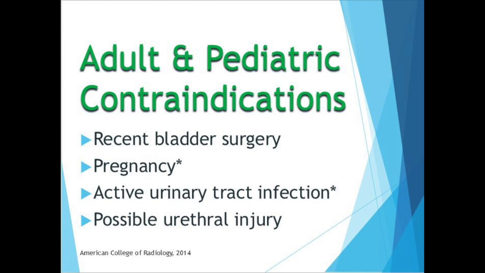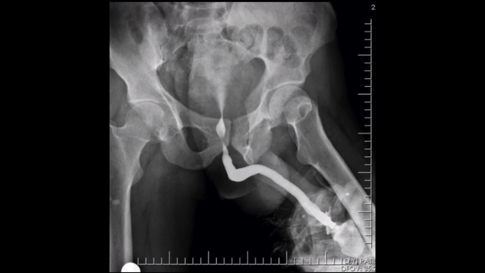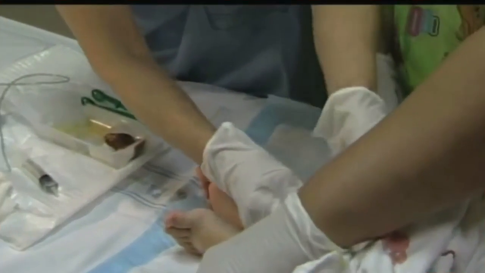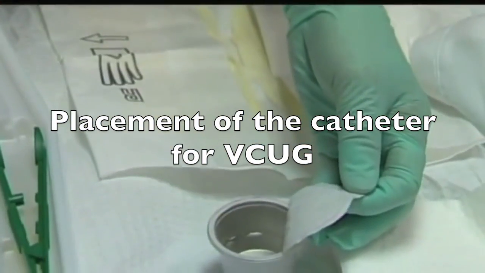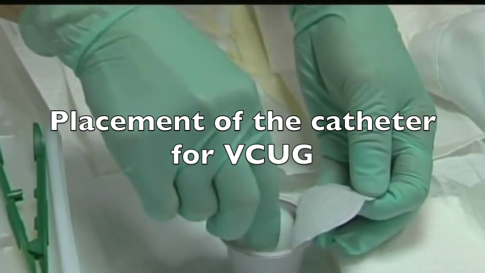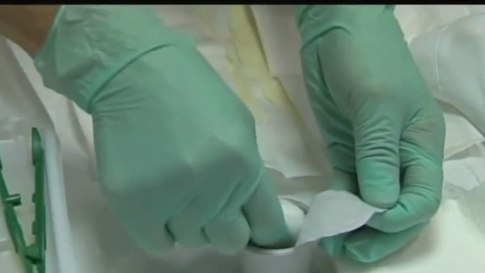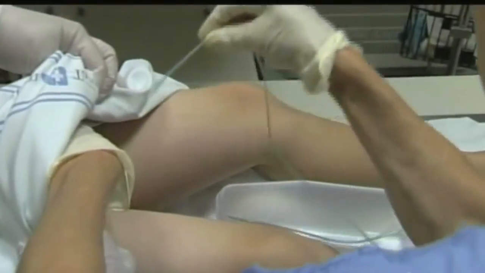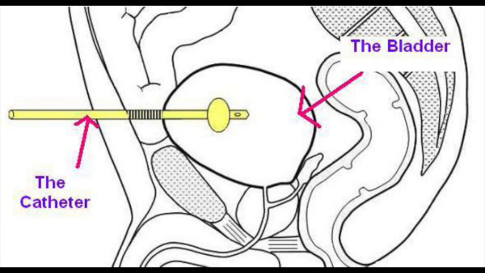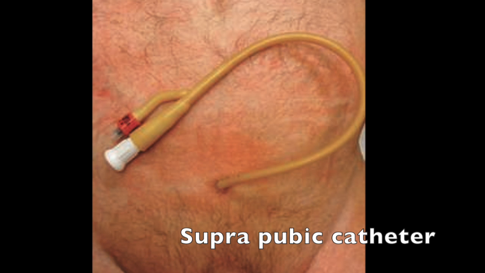considered. Both adult and pediatric contraindications include recent bladder surgery, active urinary tract infection, and possible urethral injury. If urethral injury is suspected, a retrograde urethrogram should be performed prior to voiding cystourethography. In this examination, the patient is aseptically catheterized per department protocols, either by a registered nurse, a physician, or a physician extender. A VCUG may also be performed through an existing suprapubic catheter.